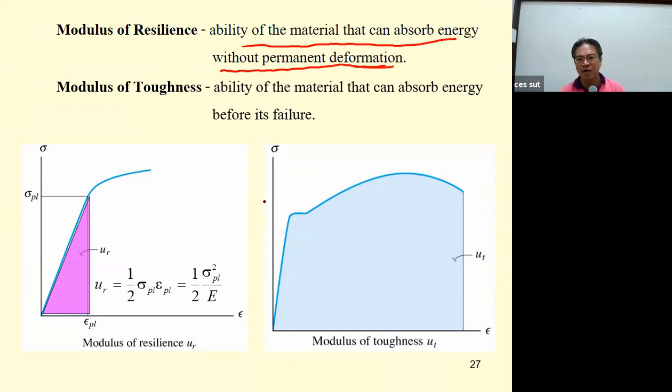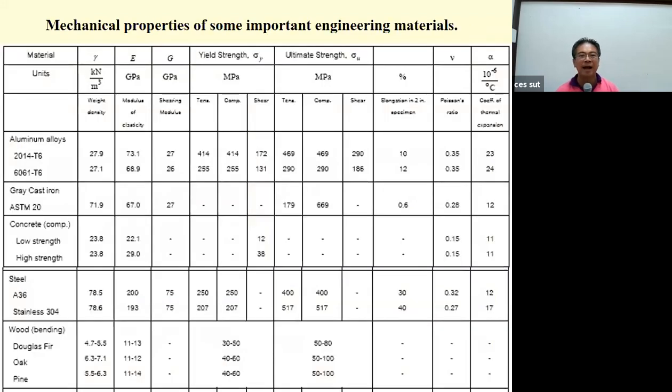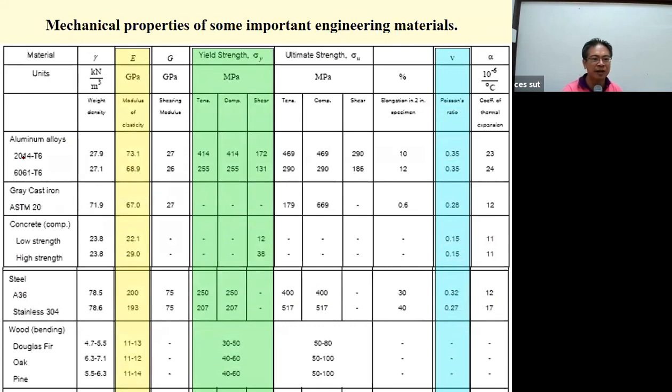And also, we have the modulus of toughness, which is the area of this material. Okay, and this is also the important material property from this table. You may use this material property of the alloy, of the cast iron, of the concrete, of the steel, of the wood to compare with the one that you test in the lab.